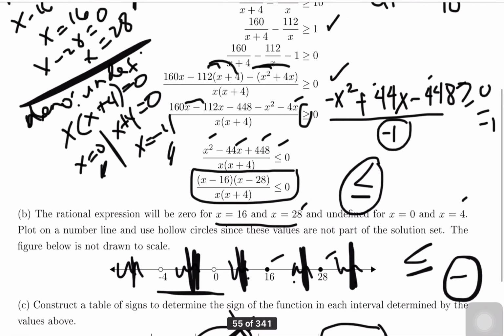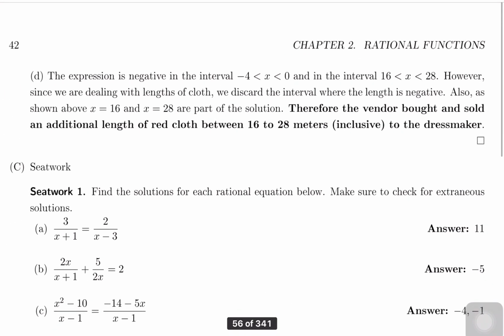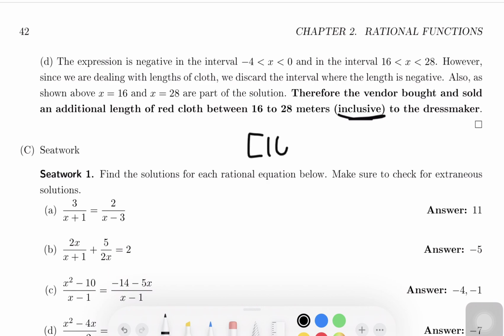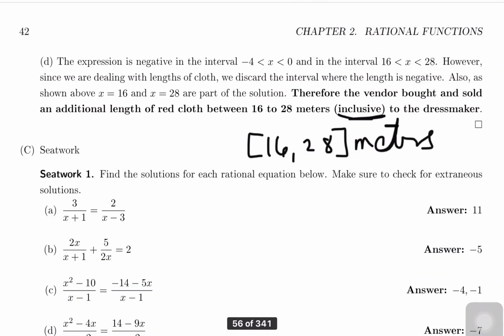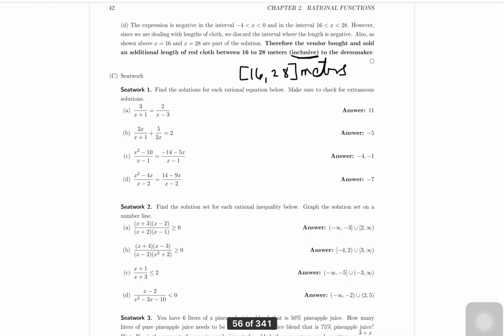Okay? Since we're dealing with a length of cloth, the vendor bought and sold an additional length of red cloth between 16 to 28 meters, inclusive, because they are shaded. So, 16 to 28 meters. Okay, so this ends our topic. It's very long. Then, try your quiz. Thank you.